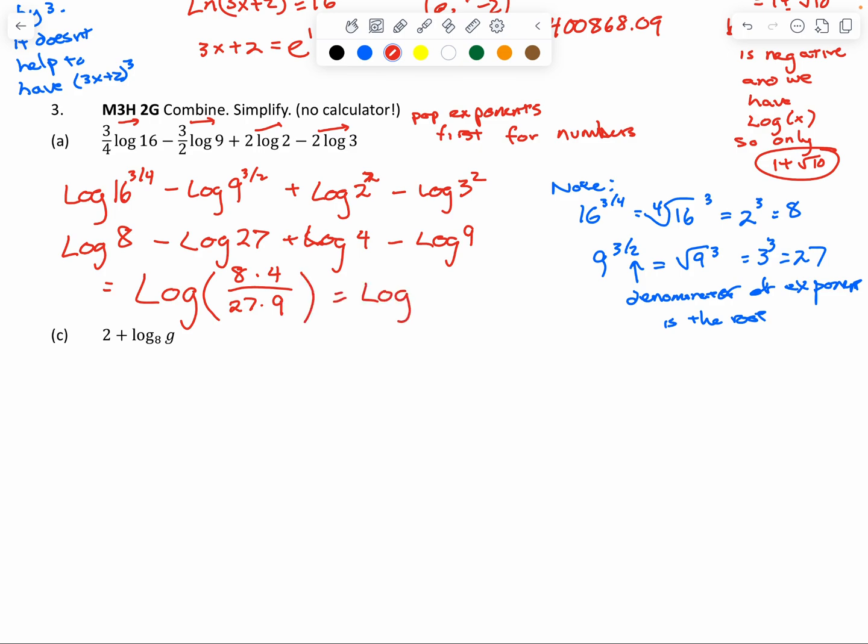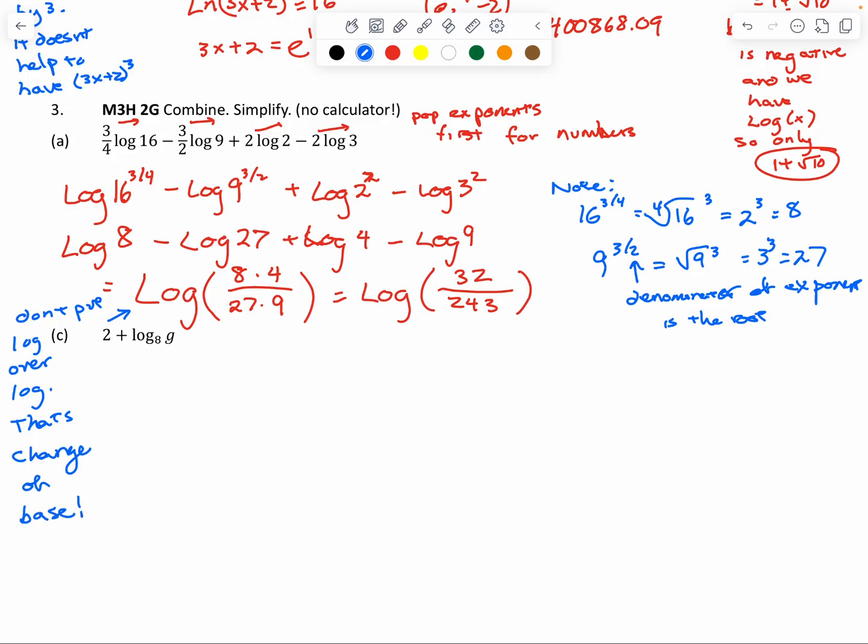Eight times 4 is 32. What is 27 times 9? Well, it's 9 times 9 times 3. So it's 81 times 3. Log over log is change of base. It is not just division.